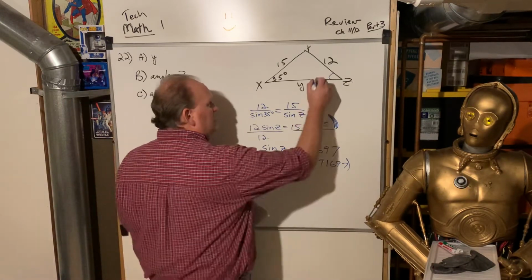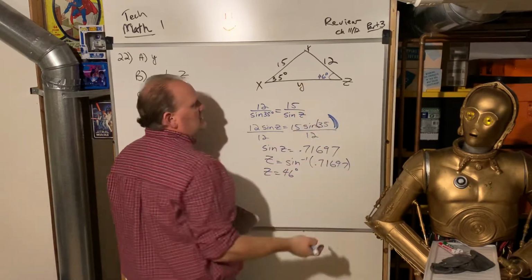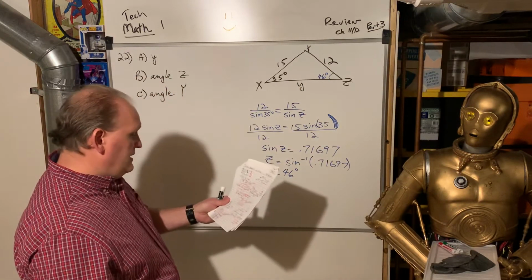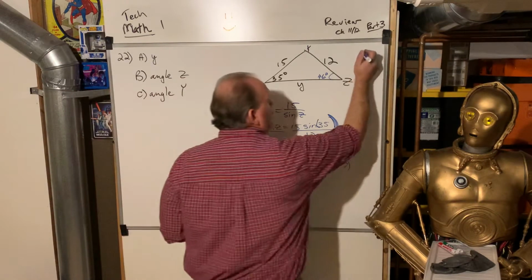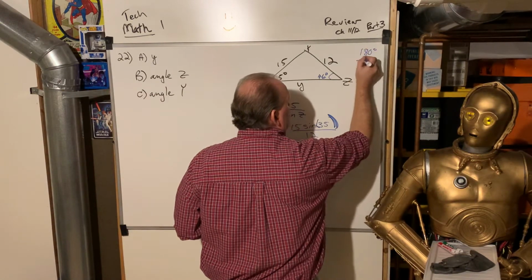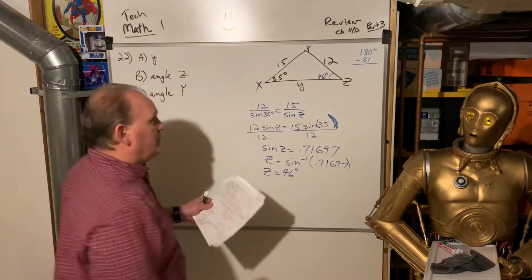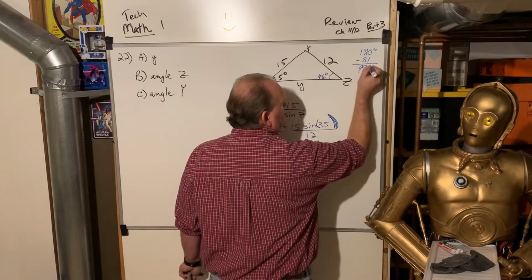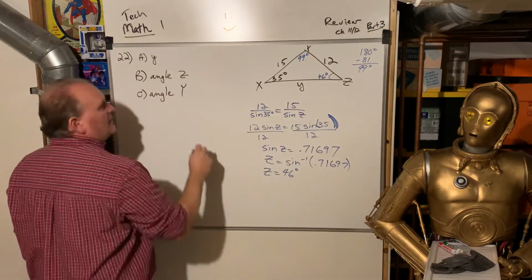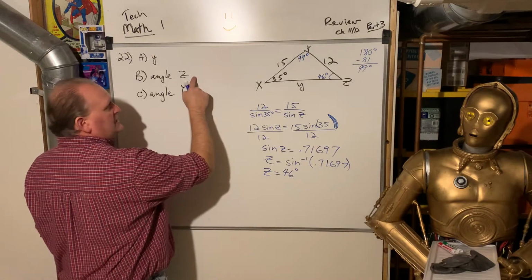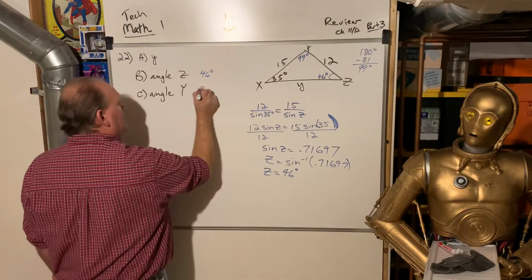So if we know that is 46 degrees, well now we know this one because we add those two together. That is what added together is 81. So 180 minus 81, and that'll give us y. So 99 red balloons, 99 degrees. Okay, so now we've got the angle Z is 46 degrees. We got angle Y is 99 degrees.